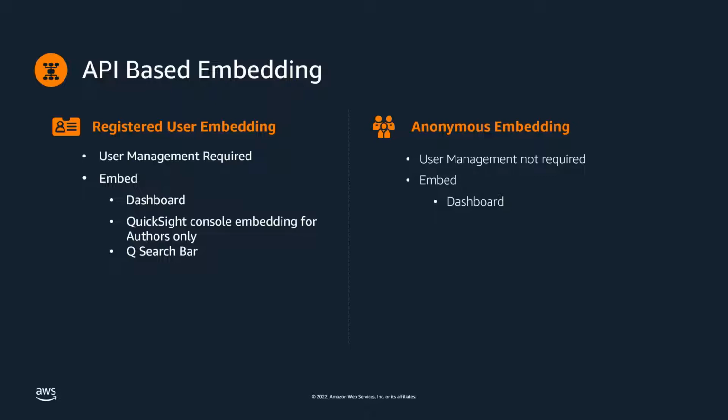For anonymous embedding, user management in QuickSight is not required. That's really what the term anonymous means: it's meant for public websites where you're not tracking who the users are, but you do want to provide information to your end users on a public website. At this point, we are able to embed dashboards into public websites for anonymous embedding. In the next couple of slides, I will be talking in a little more detail about this option as well. Okay, next slide.